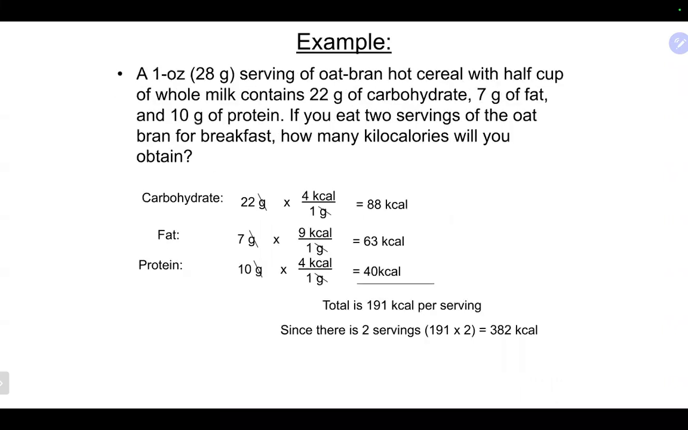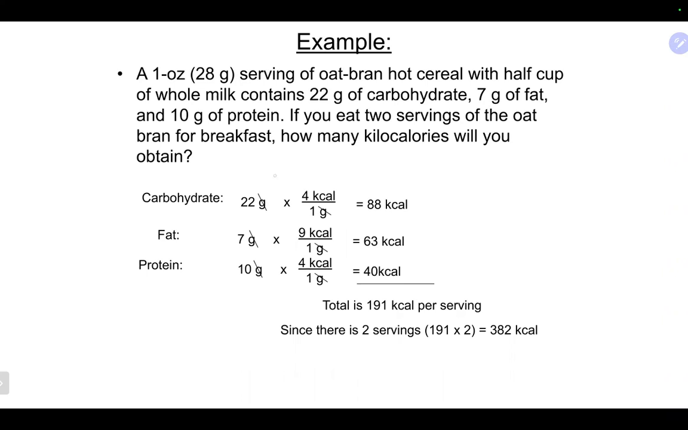All right, so if we did have, say, a 28-gram serving of some cereal and a little bit of milk, and it gave us a total of 22 grams of carbs, 7 grams of fat, and 10 grams of protein, we want to know how many kilocalories we would obtain from that meal.